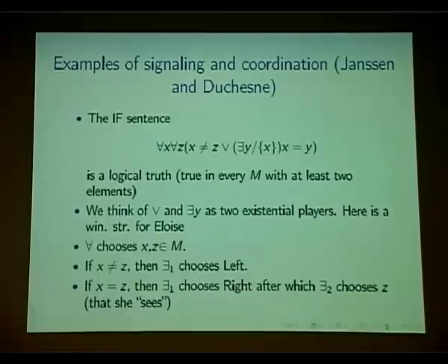Well, the winning strategy for the existential player is to let the universal player choose two values for x and z. If the chosen elements are equal, the disjunction chooses left, and if they are unequal, it chooses right, and after that it chooses z. Even if the existential player doesn't see the value of x, she sees the other value, the value of z, which she chooses.